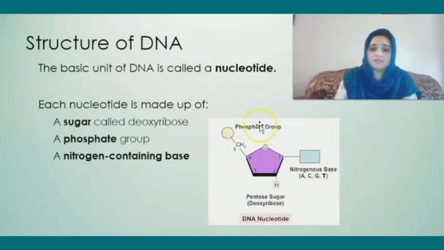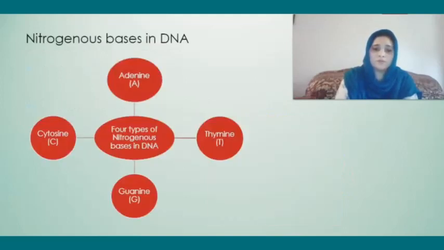So here is the structure of a DNA nucleotide. These types of nucleotides will combine and form a polynucleotide. There are 4 types of nitrogenous bases in DNA: adenine represented by capital A, cytosine capital C, thymine capital T and guanine capital G.